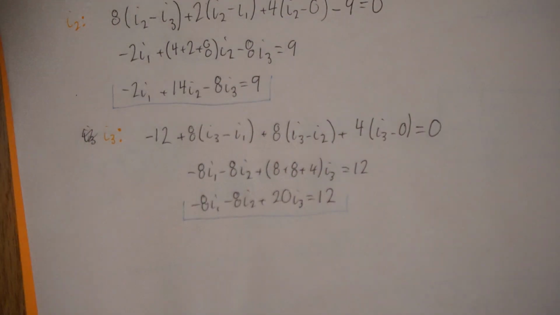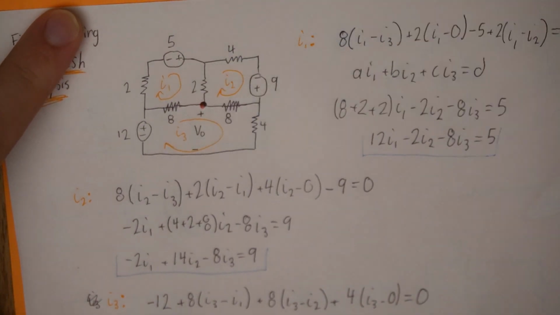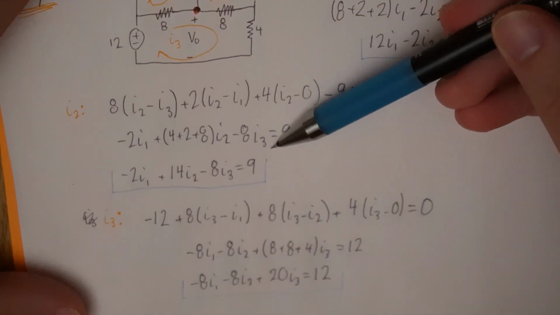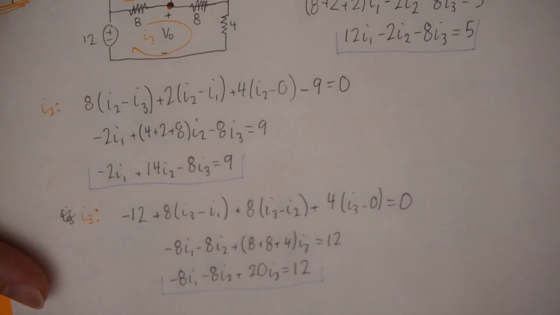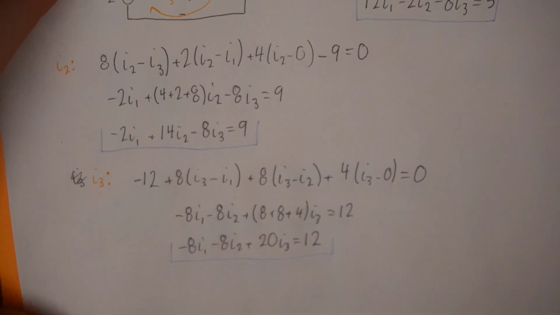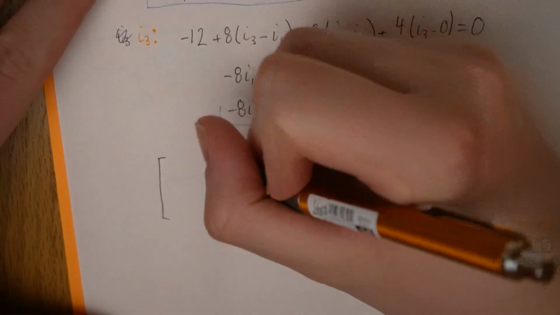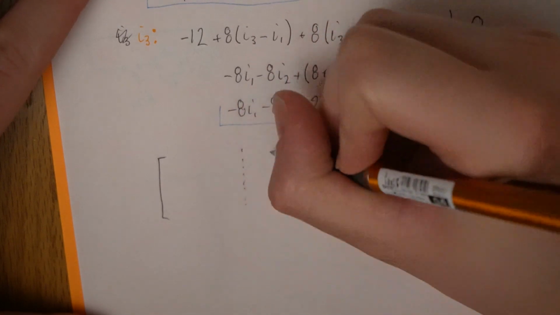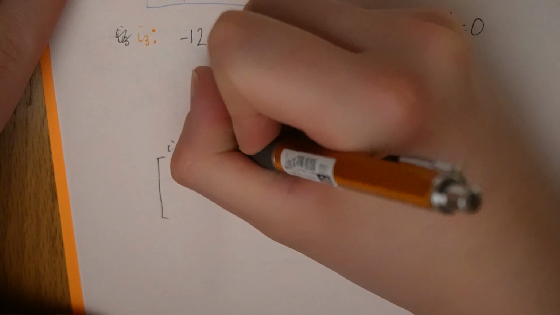There we go. We have 3 meshes in our circuit up here, and now we have our 3 equations. I don't feel like solving this using substitution. I'm just going to plug it into my calculator. So I'm going to arrange it in a matrix. I'll have a 3 by 3 main area with whatever's on the other side there. I'll just write I1, I2.